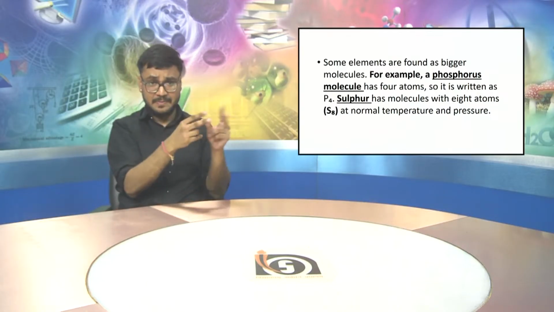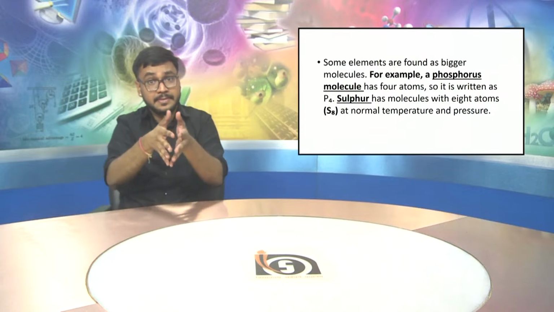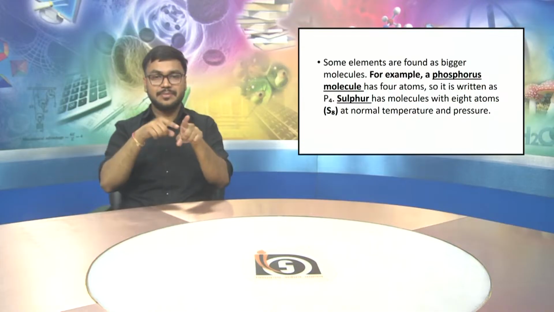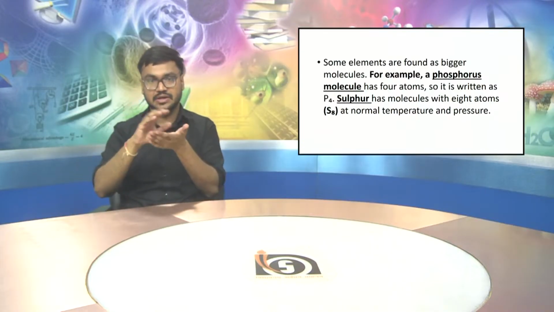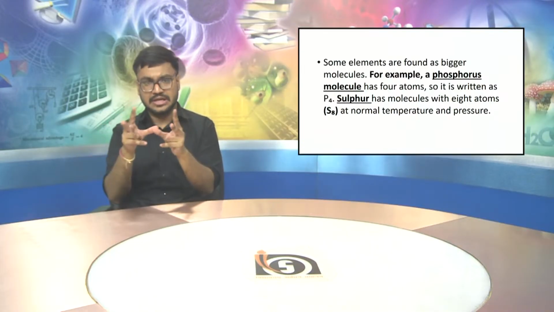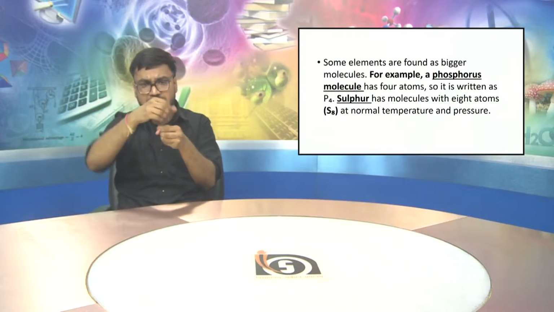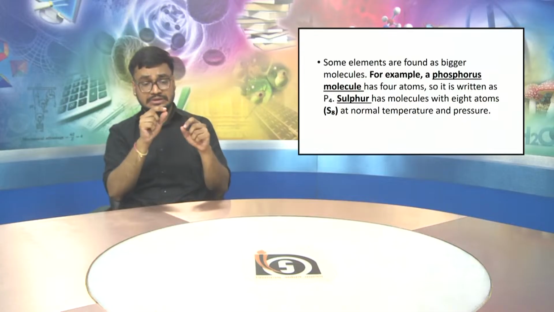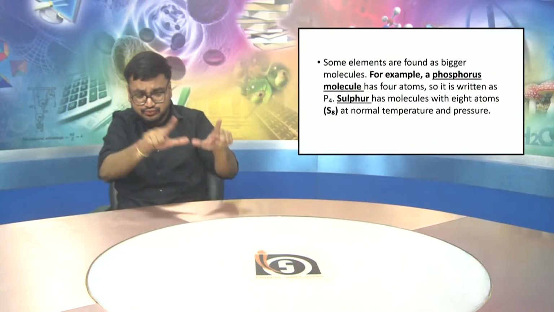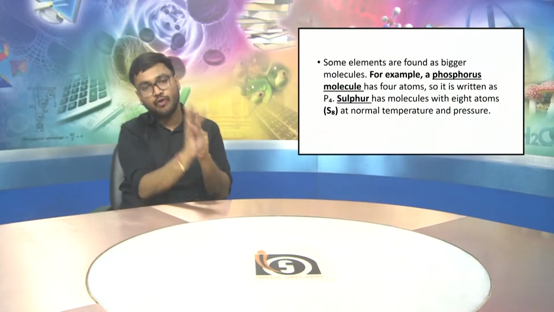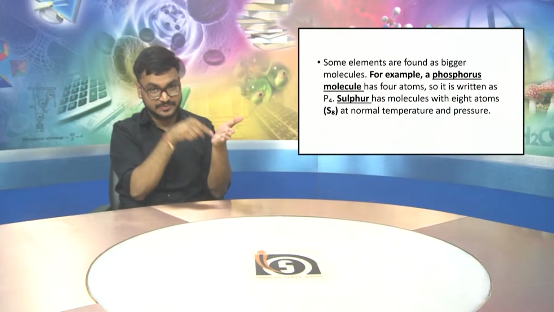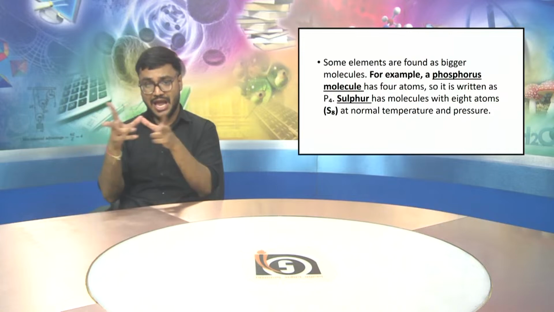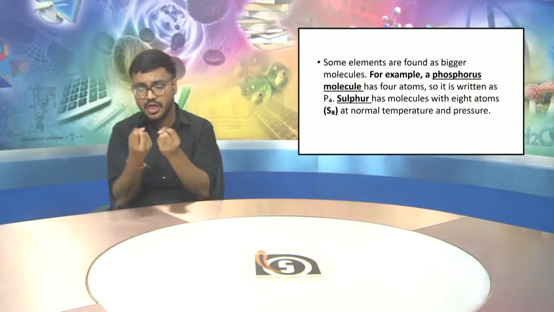Some elements are found as bigger molecules. For example, a phosphorus molecule has 4 atoms, so it is written as P4, and sulfur has molecules with 8 atoms, and it is written as S8 at normal temperature and pressure.